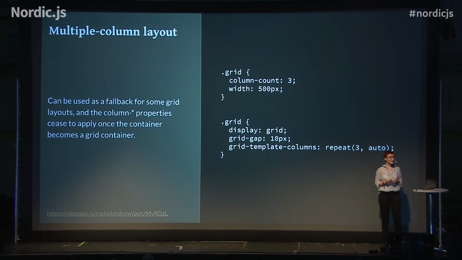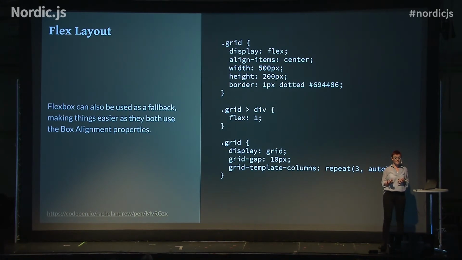Other useful things. Multiple column layout. Quite a good fallback for certain grid layouts. If you've got something that's like a bunch of cards all being laid out, you could always use multi-col instead of grid. So then your column count or column width properties, if it then becomes a grid, they're just ignored. They don't take effect anymore. And you could even use flexbox as a fallback for grid. And obviously, if something's a flex item and then becomes a grid item, any flex properties will just be ignored on that item. And that's quite a handy fallback. So obviously, flexbox has got better support at this point than grid has.